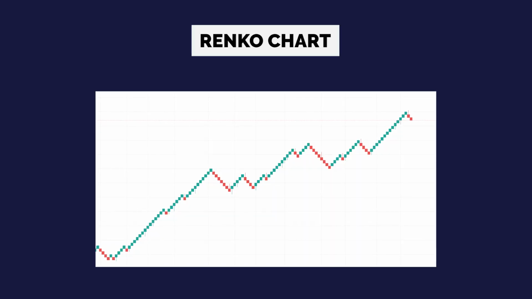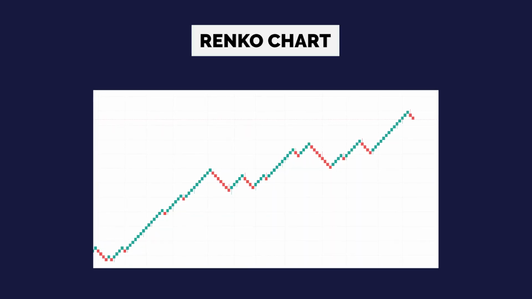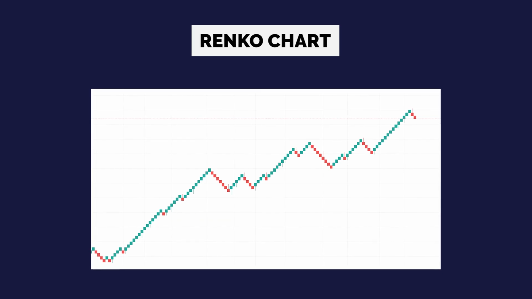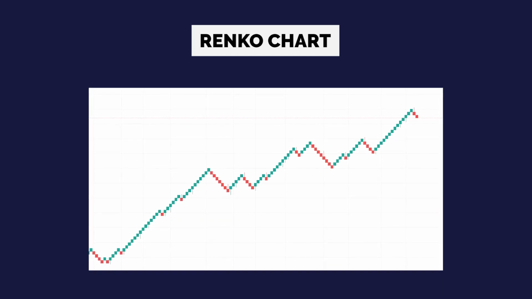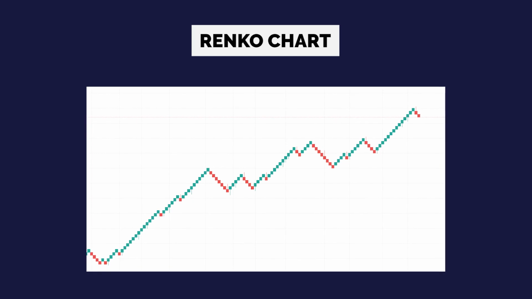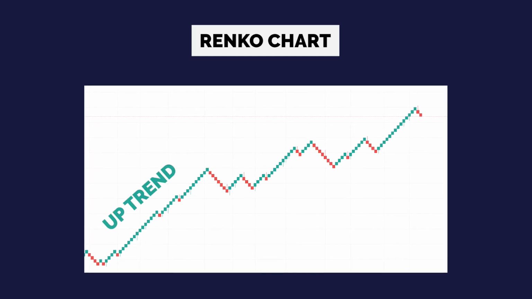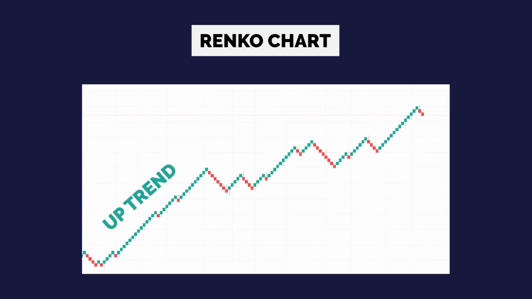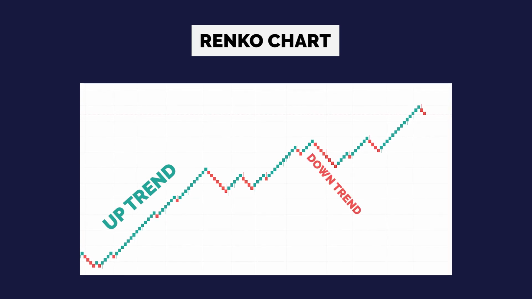So if you take a look at a Renko chart, you will quickly be able to identify a strong uptrend or a strong downtrend. Just take a look. Consecutive green bricks moving up equals a strong uptrend, and consecutive red bricks moving down equals a strong downtrend. So you might be asking, it looks great, I want to trade this. Why doesn't everybody trade Renko charts?